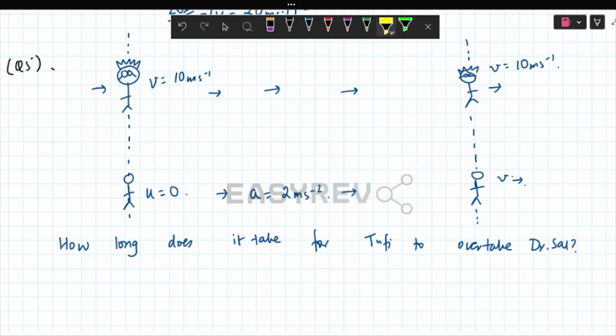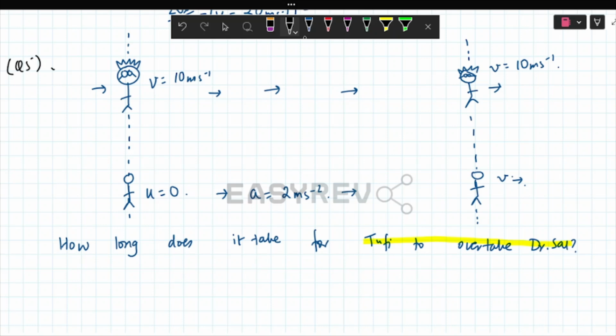Now here the whole idea in how we solve this question is to understand what does it mean for one person to overtake the other. Physically speaking, it just means that one has basically caught up to you. So if I were running forwards and you were catching up to me or overtaking me, it would mean that you would have to cover any remaining distance that there was behind me and then go forth, or at least at the very least you reach the same point as I have in terms of position, right? So if you imagine Tufi overtaking Dr. Sal, that would require Tufi to cover the same distance as Dr. Sal has, or displacement in this case.